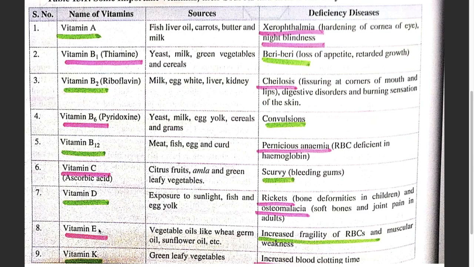Vitamin E, chemical name tocopherol. Vegetable oils are the rich sources like wheat germ oil, sunflower oil, sesame oil, etc. The deficiency disease is increased fragility of RBCs and muscular weakness. Vitamin K, phylloquinone, found in green leafy vegetables, increases the blood clotting time, delays the blood clotting, hence it is also called anti-hemorrhage vitamin.